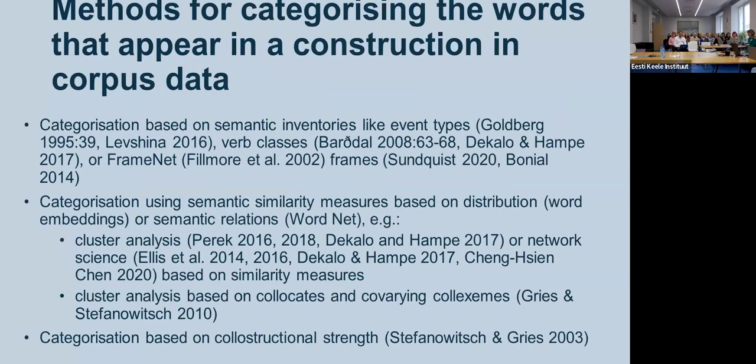So there are quite a lot of methods already for analyzing a category of words defined by a construction or a constructional slot. For instance, the words can be analyzed using a semantic inventory or a classification, for instance, event types or verb classes, or also FrameNet frames, which could be a basis for grouping the words into semantic categories. Also, a lot of work has been done on categorization using semantic similarity measures based on syntactic distribution, like word embeddings, or semantic relations, for instance, extracted from WordNet.